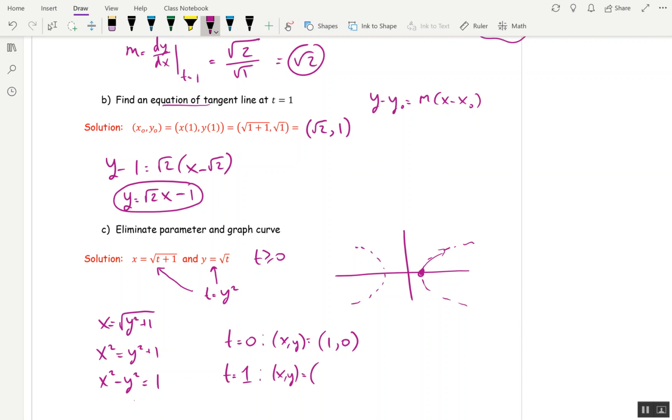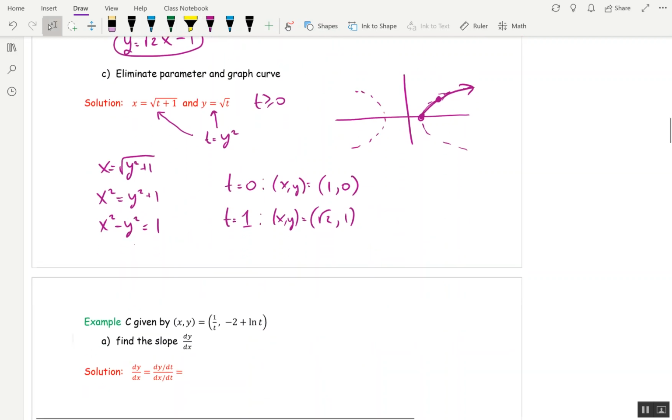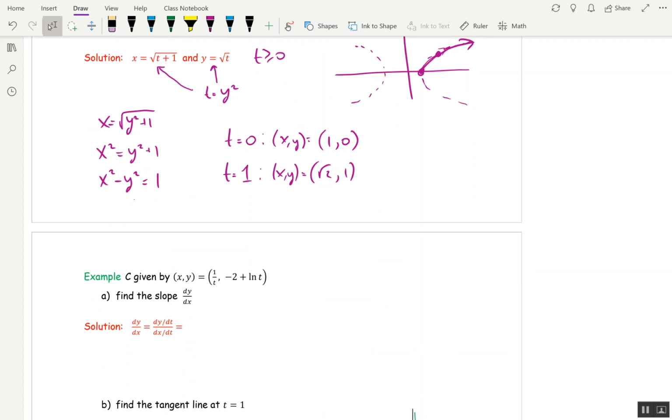xy is root 2, comma 1. So indeed, I'm going this way because root 2, 1 is up here. All right, so now I suggest you pause the video and try this one yourself. And now we'll go through the solution together.